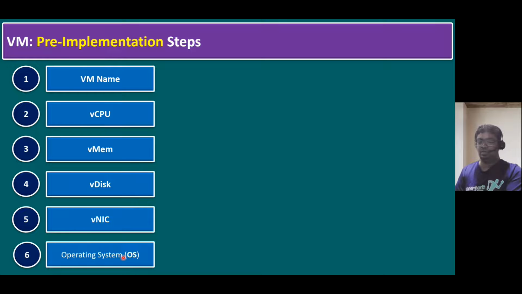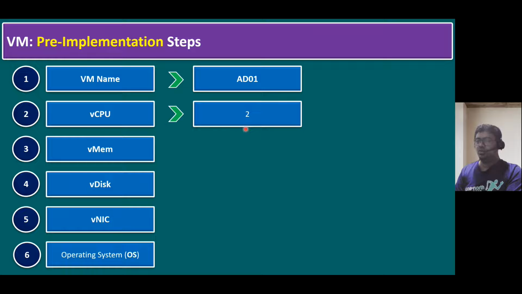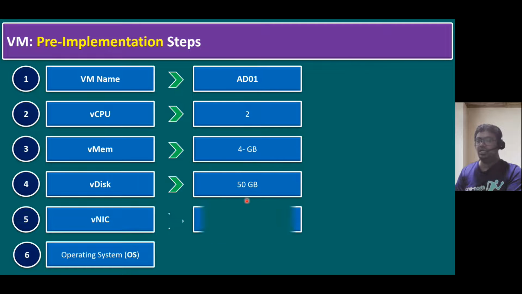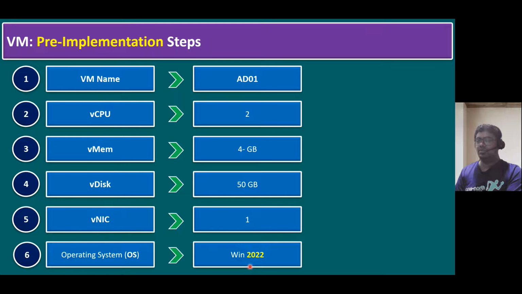Let's say the virtual machine name I am planning to create is AD01, Active Directory 01, and the CPUs are 2, memory is 4 GB, the disk is 50 GB, and the NIC is 1 NIC card, and the operating system is Windows Server 2022. Based on these requirements, we can create a virtual machine now.